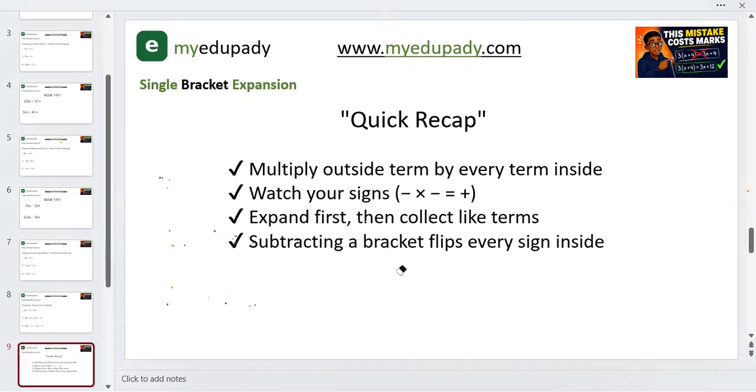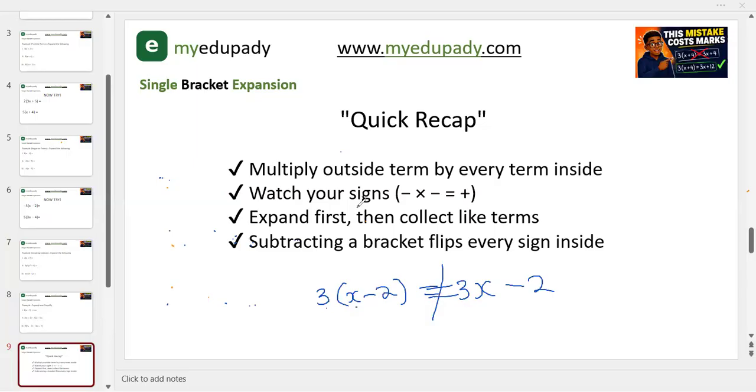So the first thing in the recap is this: multiply the outside term by every term inside. So take, for instance, you have 3 into x minus 2. It will be wrong to say this is 3 times x, 3x, and then you put minus 2. This is entirely wrong, right? The idea is to use the number outside to multiply every number inside the bracket.